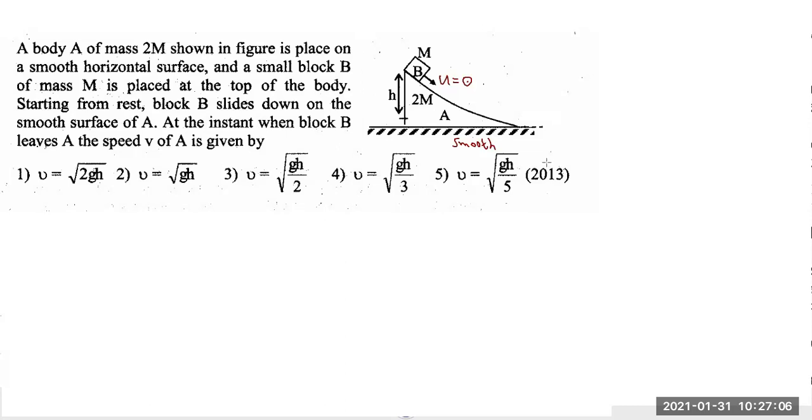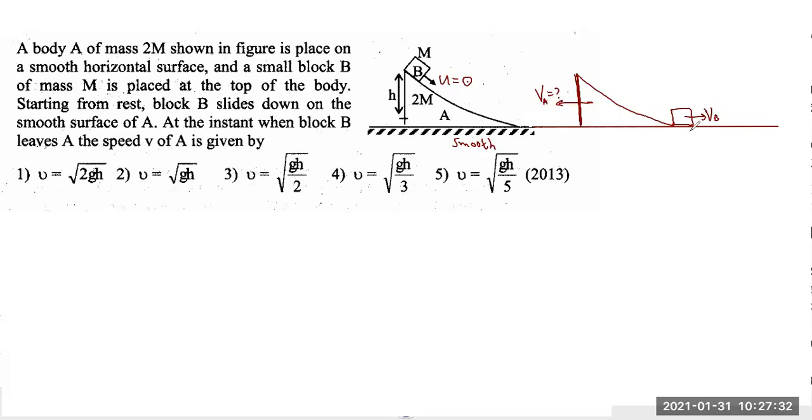Now let's see what happens when B actually leaves A. Then I have to redraw the diagram, and it will look like this. Now see, right? A also will have a speed. I'll take that. That is the speed we have to find out. VA. That is what we have to find out. And B will have a speed as it leaves, like this.